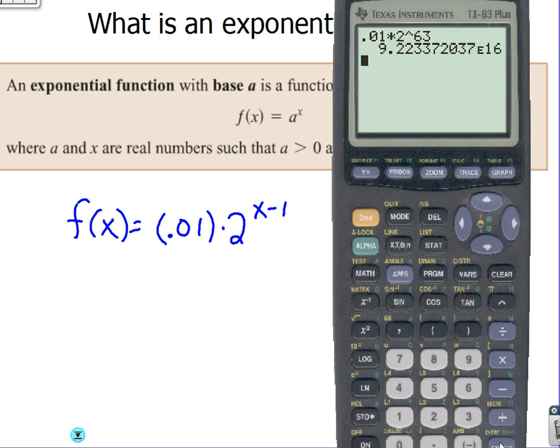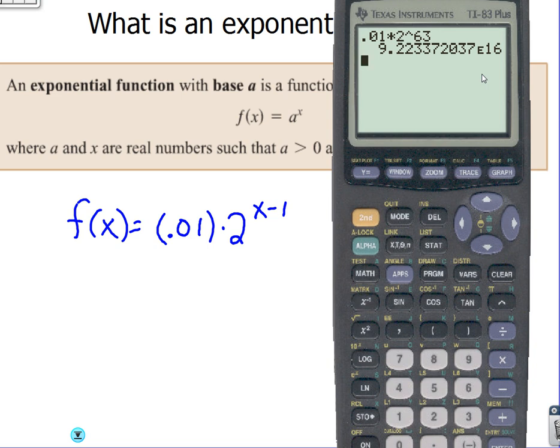Does everybody know what that E is? That's scientific notation. That's 9.22337 times 10 to the 16th power, which means you've got to take that decimal and move it over 16 times. That's how many pennies you got. That's how many pennies will be on that 64th square. Doesn't seem right, does it?